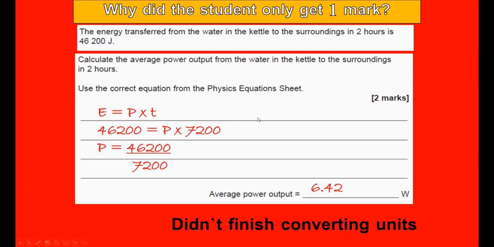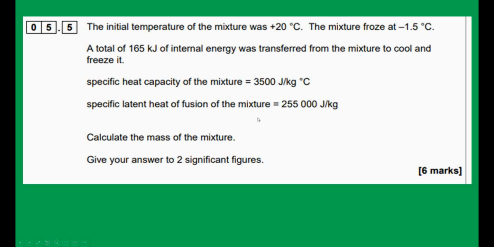Next, the most challenging part of your paper are going to be the multi-step calculation questions, in my opinion. Now, they're 6 marks or 5 marks, and we know that they're multi-step because they're 5 or 6 marks. You've got to do lots of things. Now, if you don't get the right answer, there are still lots and lots of marks to be gained.